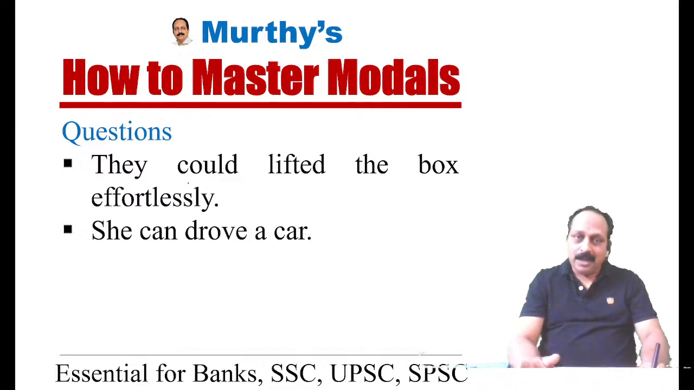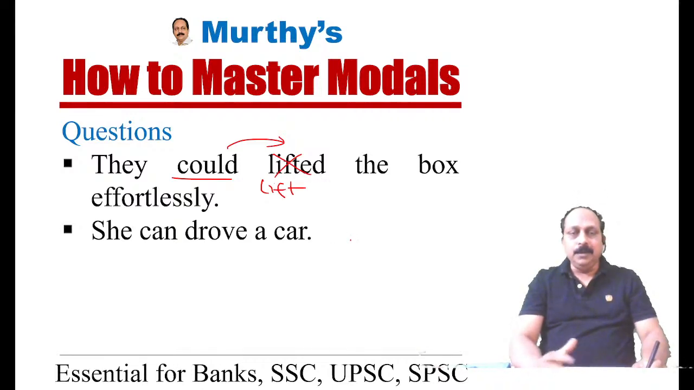It is wrong. Why is it wrong? There is a helping verb. You have just learned the rule. After any helping verb, if you have to use a verb, whether a primary or auxiliary verb or main or action verb, it should be in the basic form without to, means bare infinitive. So here we have to say, they could lift the box effortlessly.